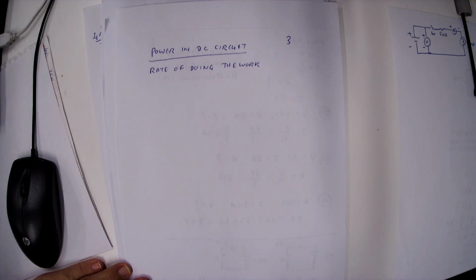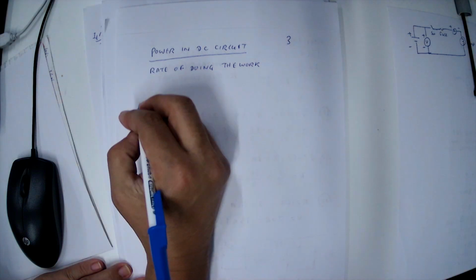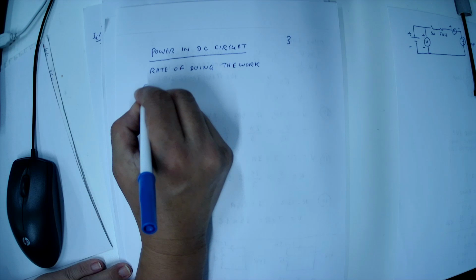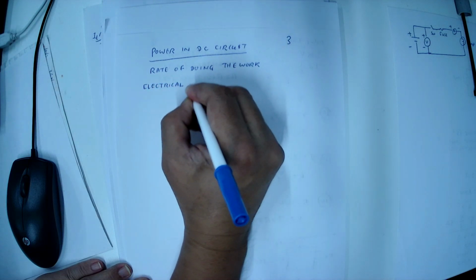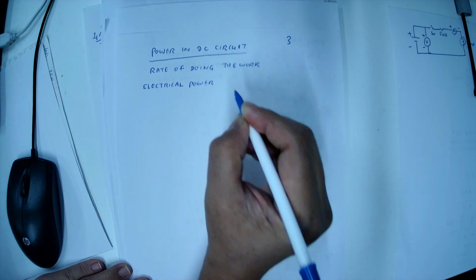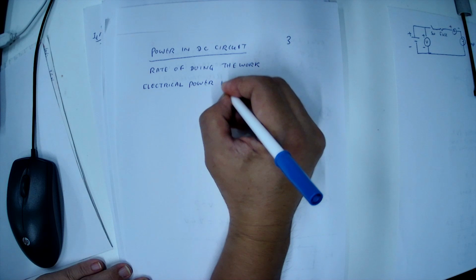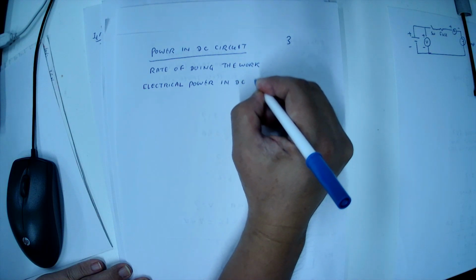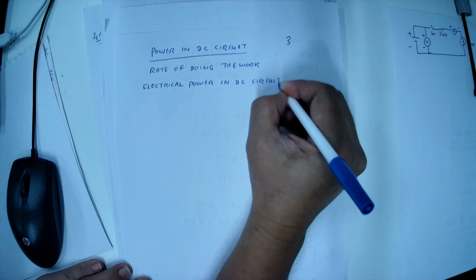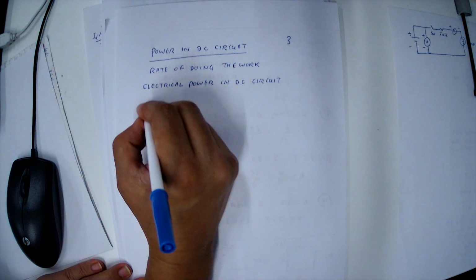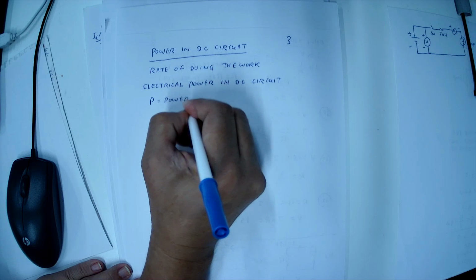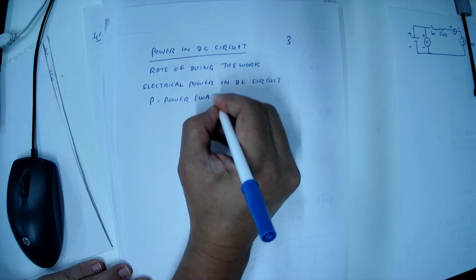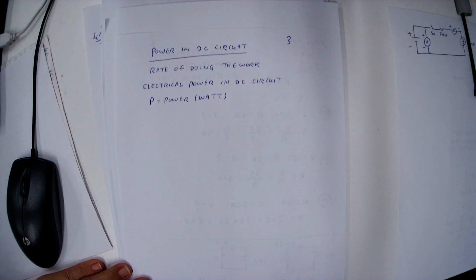So for the electrical, we can calculate the electrical power. Electrical power in DC circuit. Power can be written P. P is a power. Unit is watt.